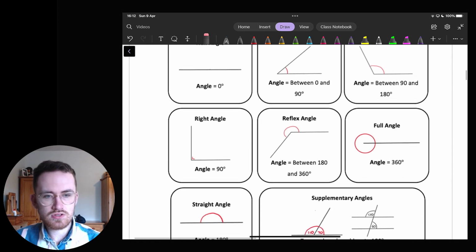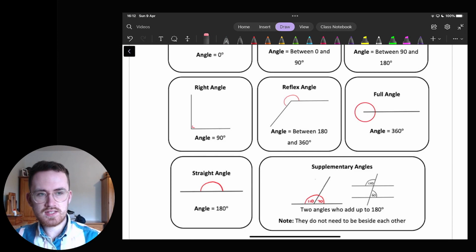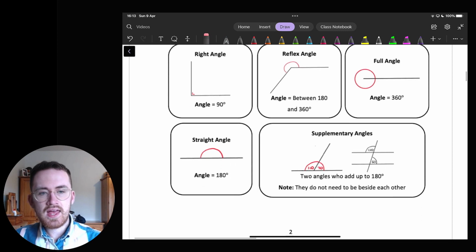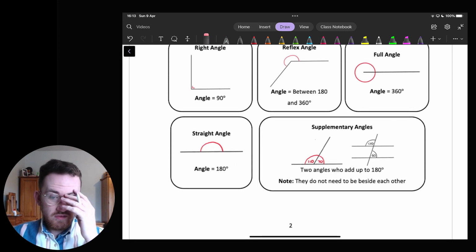Obtuse is between 90 and 180. A right angle is 90 degrees. Reflex is between 180 and 360. Our full angle, our full circle, is 360 degrees. A straight angle is 180. This is probably one of the first points, just to really make sure that we know.